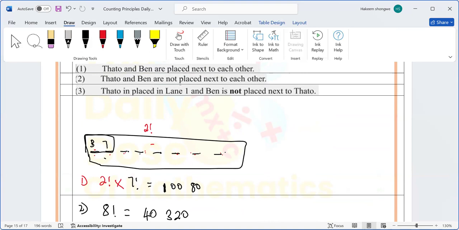But if I say, okay, let's count the number of ways in which they can be together, we want them to be together, and then we say, how many different ways can these people be arranged? Then we subtract. It becomes simple that way.